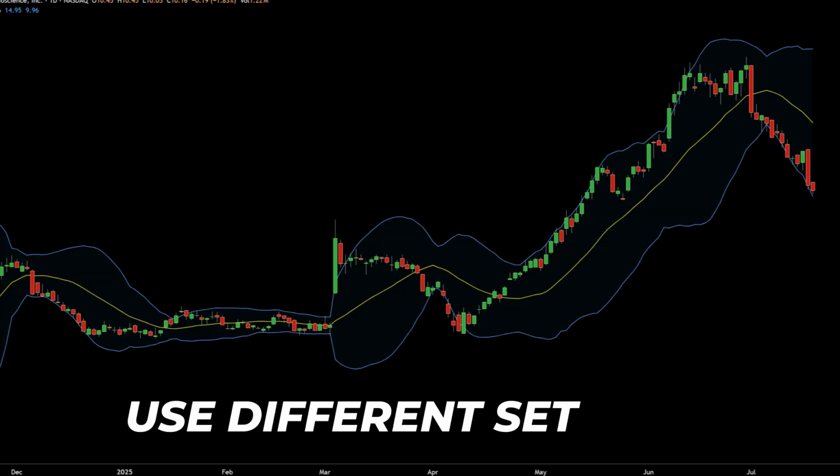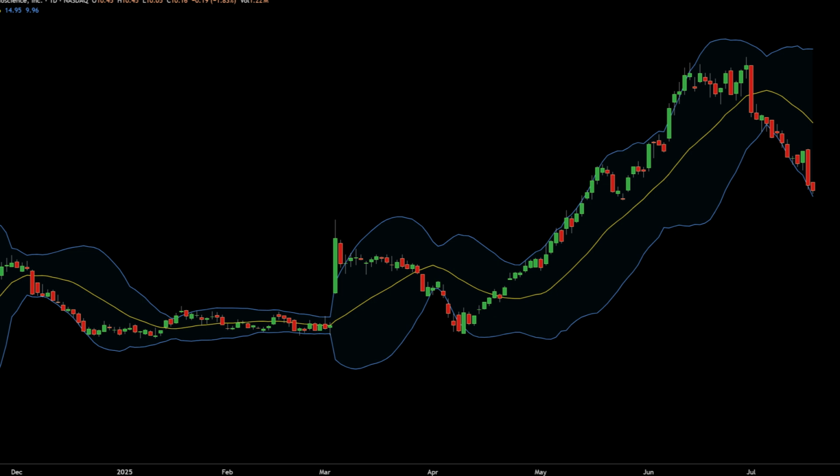Now let's talk about settings. And let me ask you, are you still using the default 20 and 2 for every market, every time frame? And if you are, it's a big mistake. You know, even the guy who invented it, John Bollinger, now that's the guy who created the indicator, said himself, these are not some magic numbers. They're just a starting point.